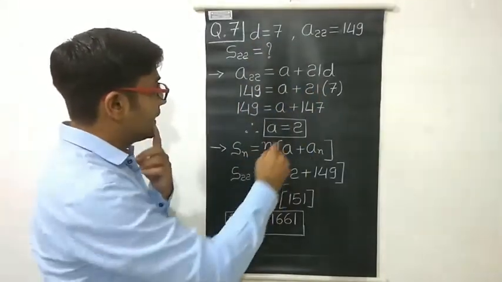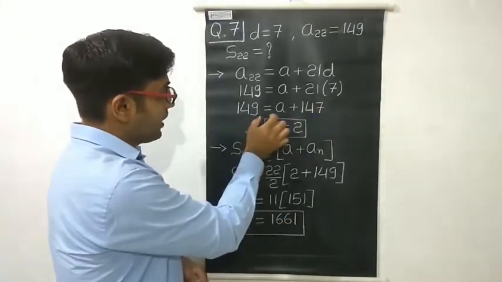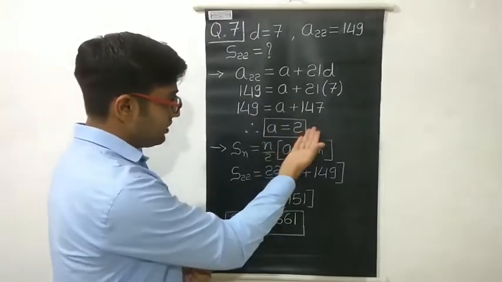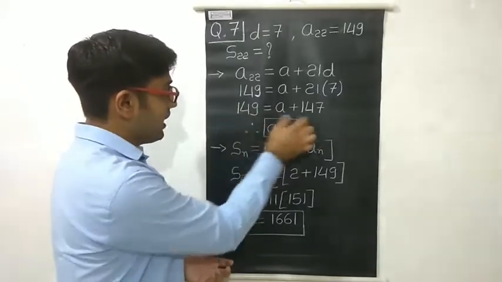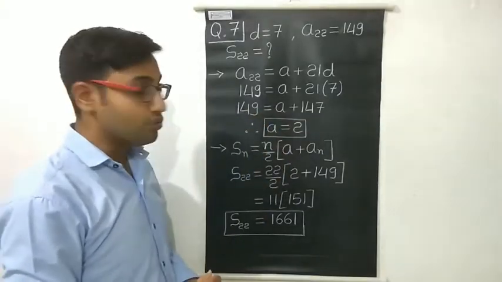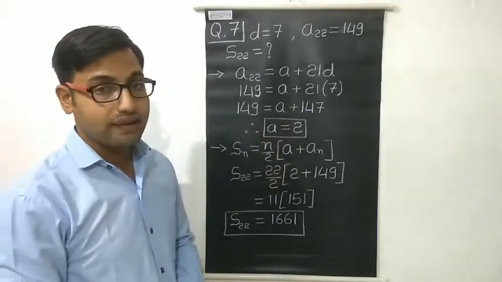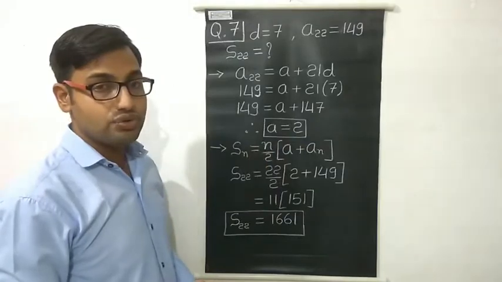So now this 21 into 7 is equal to 147. 149 is equal to a plus 147. Take this 147 to the left hand side. What will remain? 149 minus 147, that is equal to 2. So in this way we get the value of a. Therefore the value of the first term is equal to 2.